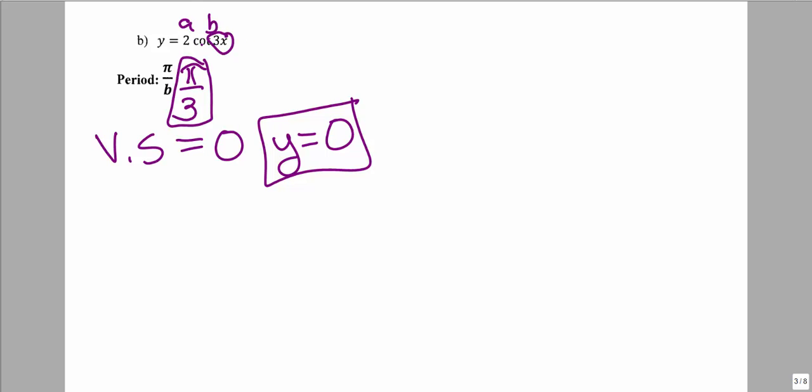And we said we multiplied the front of the function by 2, so our vertical stretch will be 2. So the distance from the middle of the graph to the first point on the right and the middle of the graph to the first point on the left will be 2. So that's our vertical distance between points. We have no phase shift. We have not added or subtracted anything on the inside of our function.